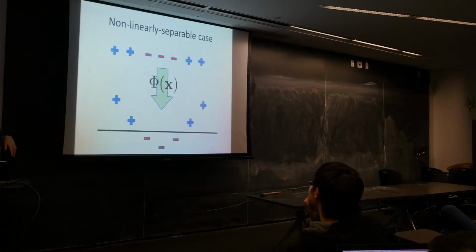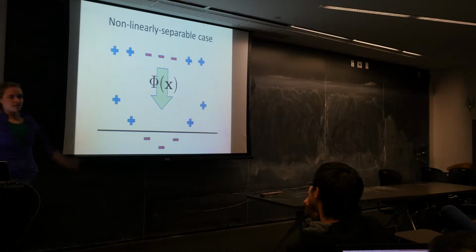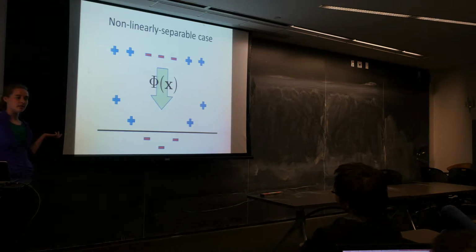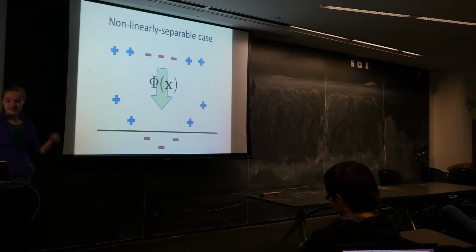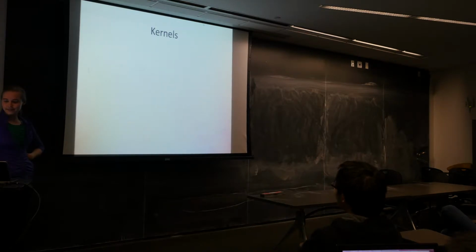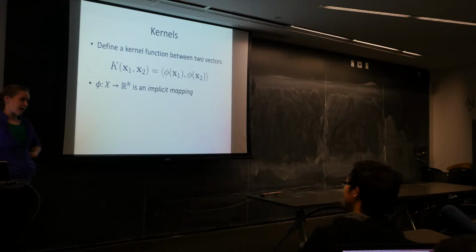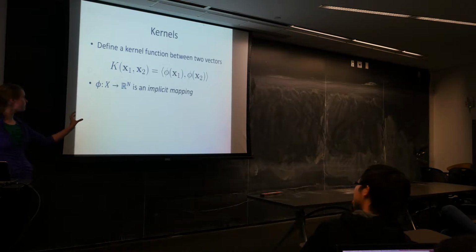So here in the nonlinearly separable case, we take this transformation phi that brings us from our original data to a higher dimensional feature space. It can even be infinite. And especially when it's infinite, that's when the kernel trick is handy. So a kernel is basically a legal definition of a dot product. This kernel defines an implicit mapping from your input space to this higher dimensional phi space.